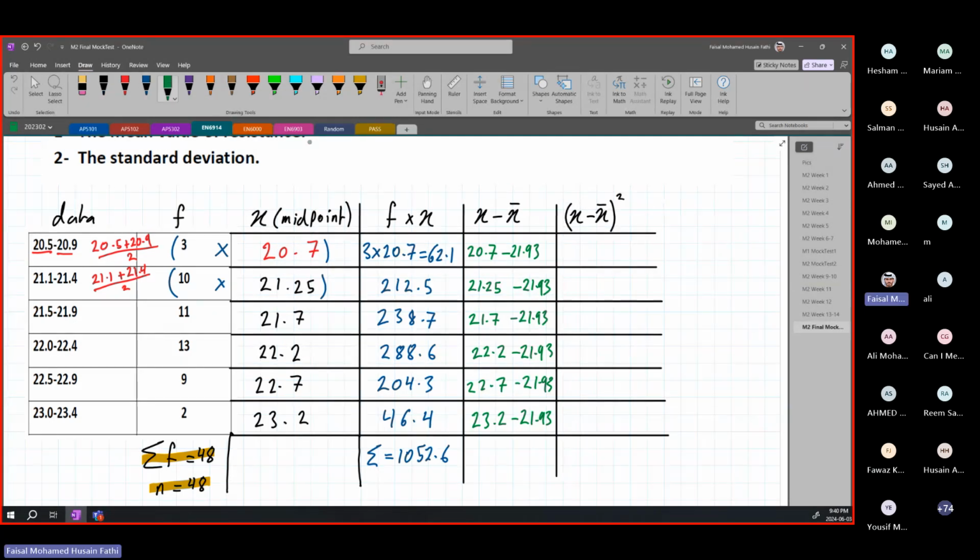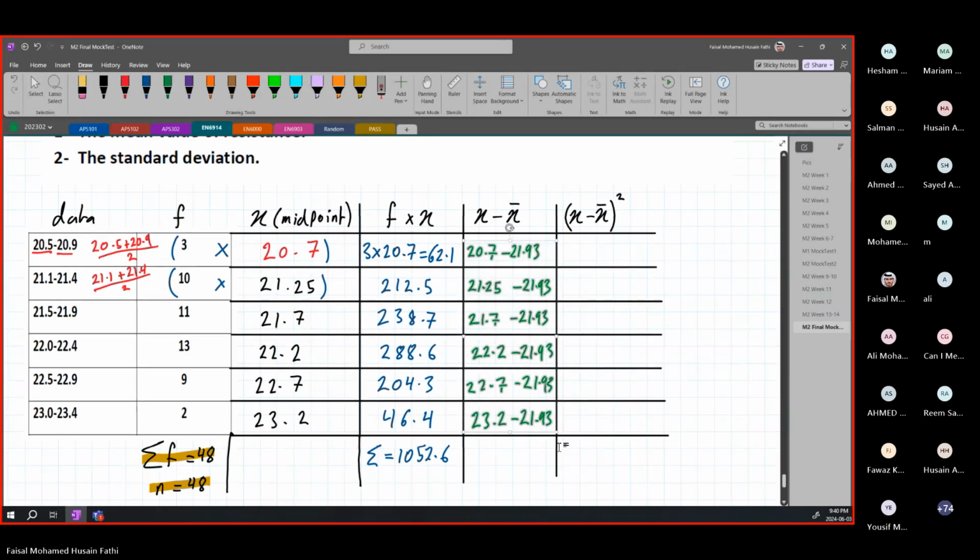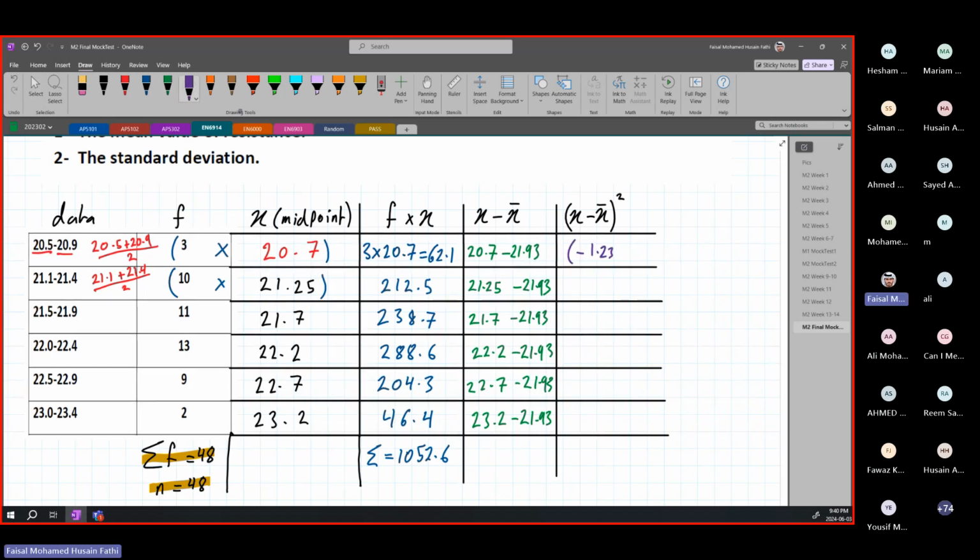So it's going to be the same exact values that we have here, or actually, let me calculate them. 20.7 minus 21.93, you get minus 1.23 squared. 21.25 minus 21.93, again you get minus 0.68 squared. 21.7 minus 21.93, you get negative 0.23 squared. 22.2 minus 21.93, you get 0.27 squared. 22.7 minus 21.93, you get 0.77 squared. And the last one, 23.2 minus 21.93, you get 1.27 and you will square it.